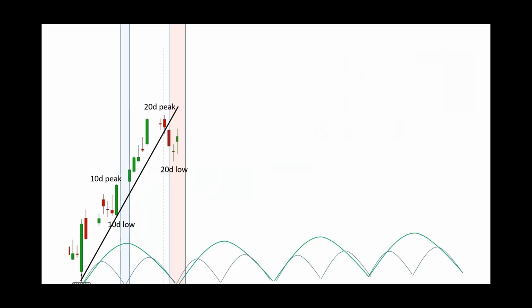be moderate. We are now in the time zone where the 20 days low should occur, so we can expect a rebound soon. We can label with confidence the 20 days low.